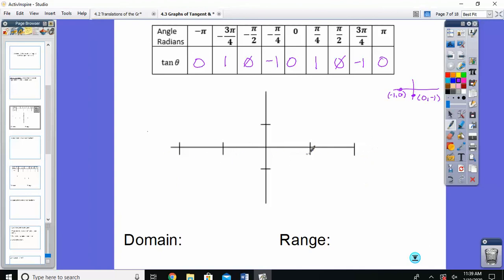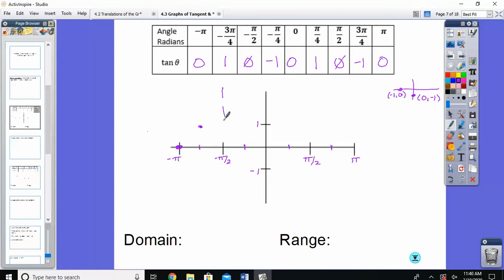The points I put on your axis, let's make those our pi over 2s. So this is pi over 2, pi. Instead of going from 0 to 2 pi, I went the negative direction. The pi over 4s would be halfway in between all of these. So tangent at negative pi is 0. At negative 3 pi over 4, that would be right here. You're at 1. Negative pi over 2 is undefined.